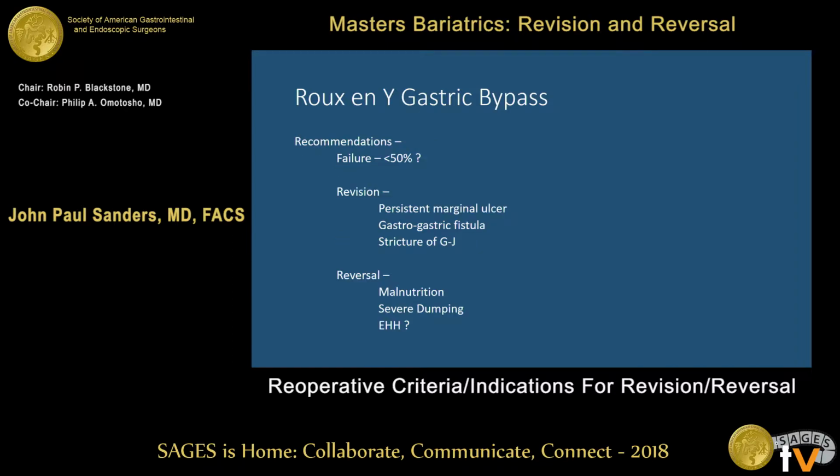So the recommendations for reversal or revision of the Roux-en-Y gastric bypass, again, with a failure, it's difficult to give a strong recommendation when there's not a consensus on the indication. If we're assuming less than 50%, then you could probably go with that. But again, that's something that we need to look at and reinforce that indication in the future. For revision, the indications are somewhat less clear, but for marginal ulcer, gastrogastric fistula, and stricture of the GJ, those are fairly straightforward and would definitely indicate revision. And then for reversal, malnutrition and severe dumping are relatively straightforward. But for the hypoglycemic episodes, again, a lot less straightforward.